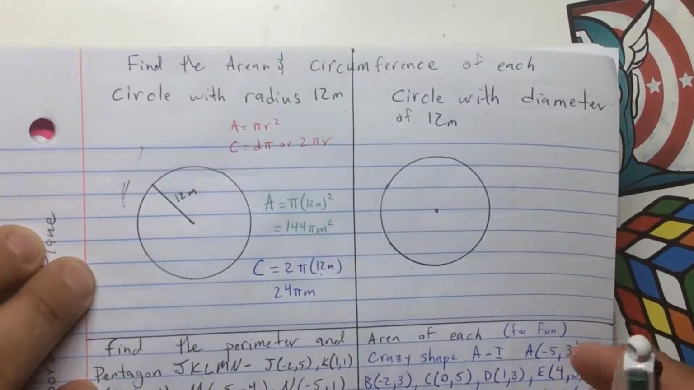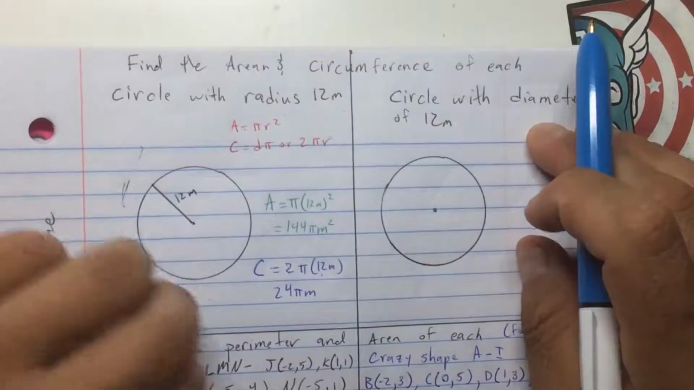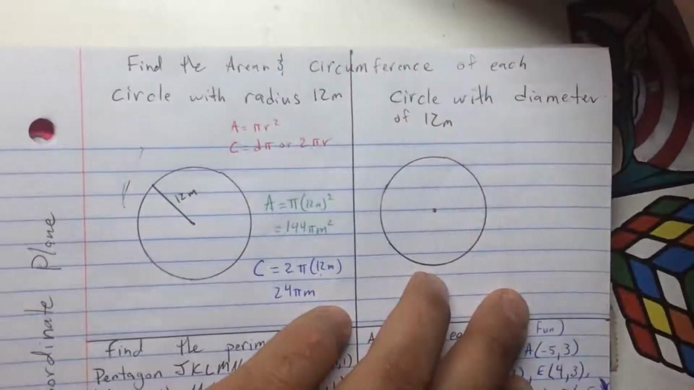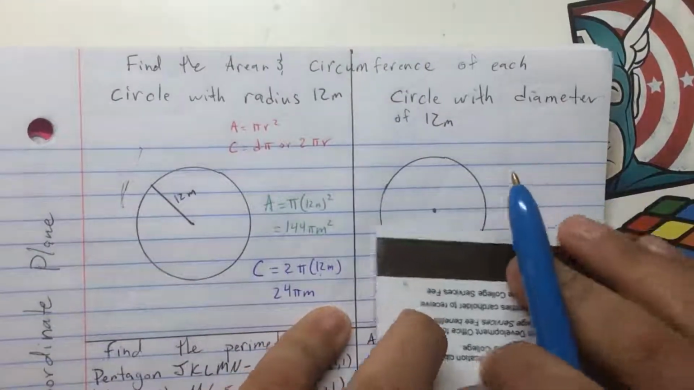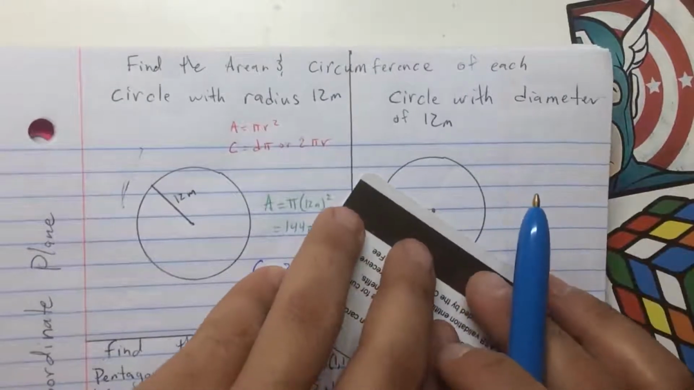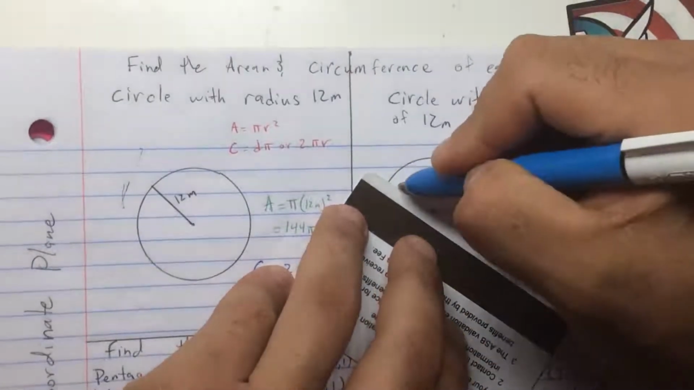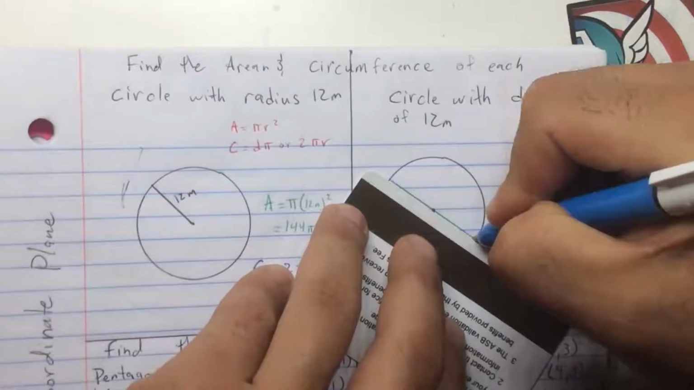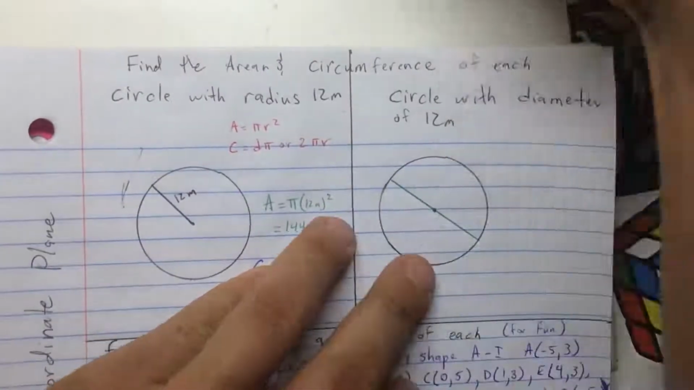We're going to use the same formulas. We're going to find our diameter first, but this one has a diameter of 12. So we're going to write it. Once again, it doesn't matter which way we draw the diameter. It doesn't have to be straight across, so we're going to draw it at an angle. Oh, I did a green by accident, which is fine.